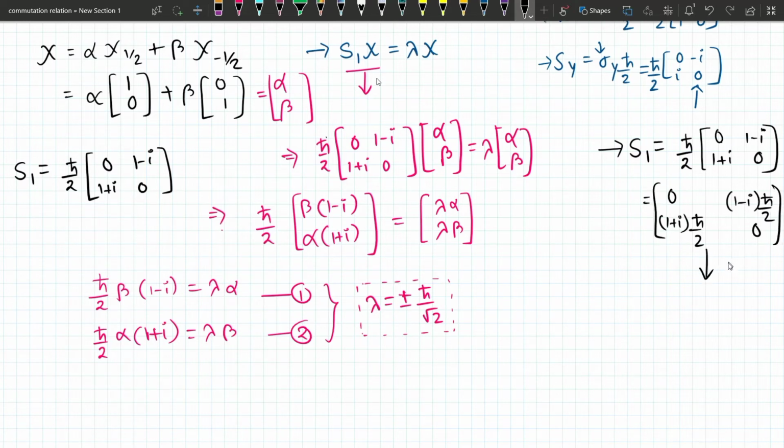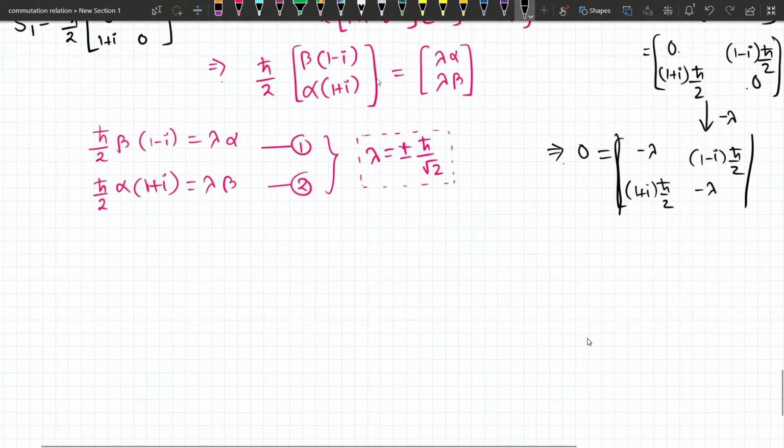So we have to just make a minus lambda to the diagonal terms, this and this. So what we'll get, this is the method, 0 is equals to this minus lambda, means minus lambda, and there minus lambda h cut over 2. This becomes now not a matrix, this is now a determinant. Okay, so we have to solve this determinant to find the value of lambda, the eigenvalue.